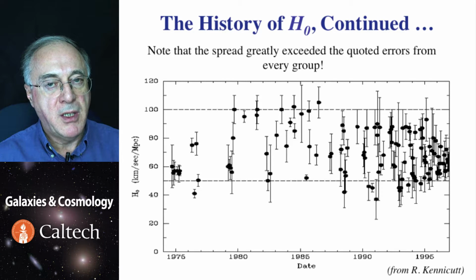People started being more careful about the error bars, and yet still the actual spread of quoted values in the literature was always larger than the measurement error bars. That persisted until roughly the 1990s.